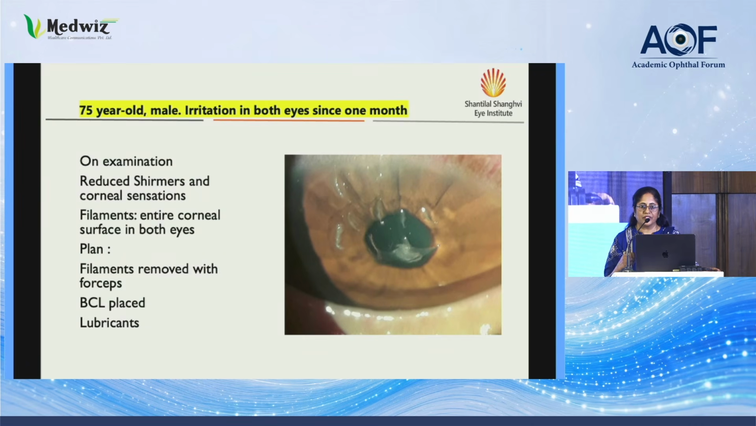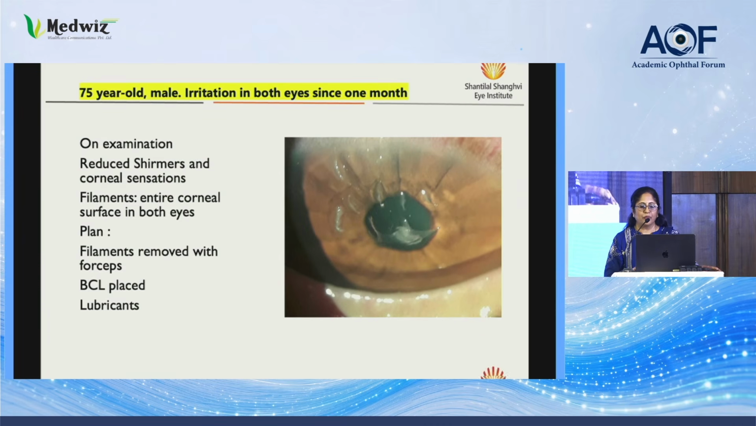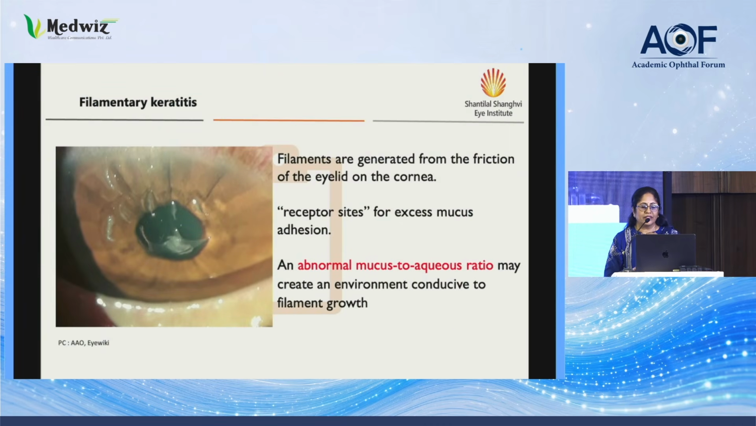So these could be some of the conditions where there is a very flaccid upper lid which doesn't move much. And what we did is just immediately remove those filaments, placed a BCL and copious lubricants for this patient. It improved very well. They can be generated when there's friction also of the eyelid, when they squeeze their eyes a lot. And this is an abnormal mucus to aqueous ratio, which is very conducive for the mucus to become filaments. So that was an easier case.